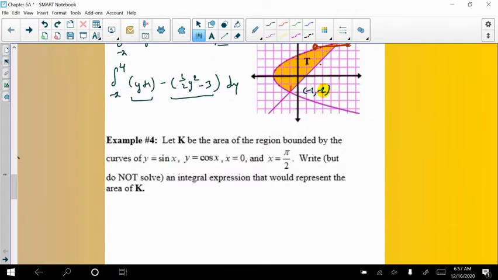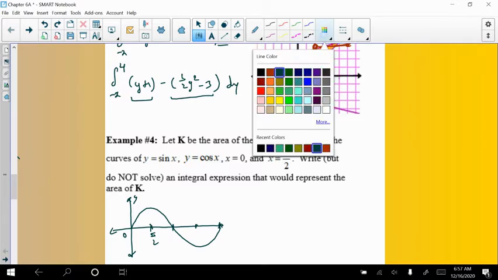Okay. Next one. Let K be the region bounded by the curves of sine x and cosine x, x equals 0 and x equals pi over 2, but do not solve what would represent K. So we have to have a little bit of knowledge about our sine function and our cosine function. Remember, sine starts at (0, 0) and makes a nice, balanced curve. Here's 0, here's pi over 2. So we're not going very far.